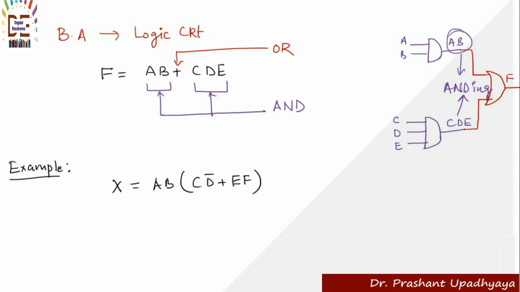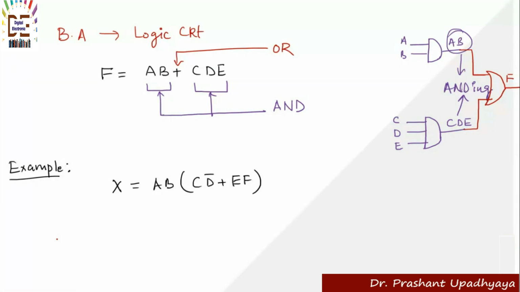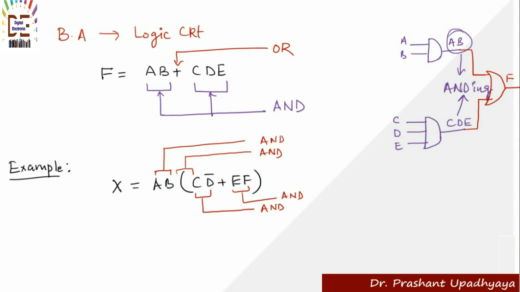And if I ask you how many AND gates are required and how many OR gates are required in this, you can see that for AB we require an AND gate. Then you can see the bracket here. For this bracket, to multiply this bracket, we require an AND gate. Is it correct? Then inside, we have CD bar, so to multiply this also we require an AND gate. Then we have EF, for that also we require an AND gate. So the AND gates are completed.